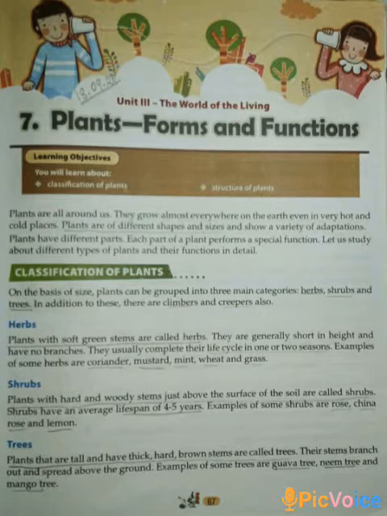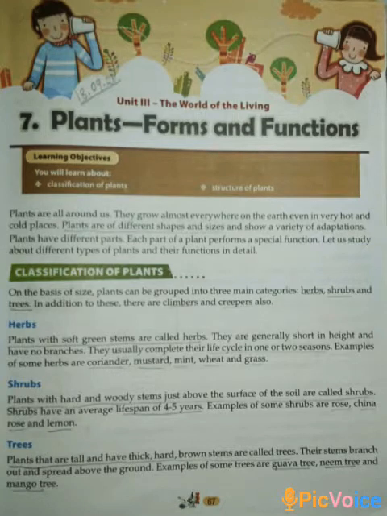Plants are of different shapes and sizes. So first we discuss classification of plants. On the basis of size, plants can be grouped into three main categories: herbs, shrubs and trees. In addition to this, there are climbers and creepers also.